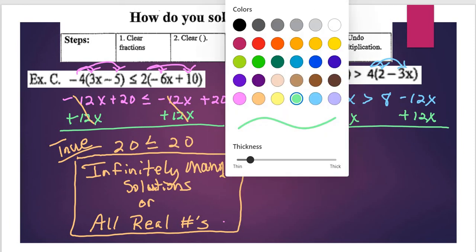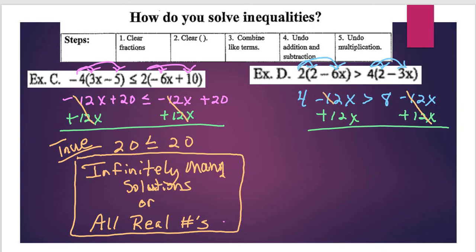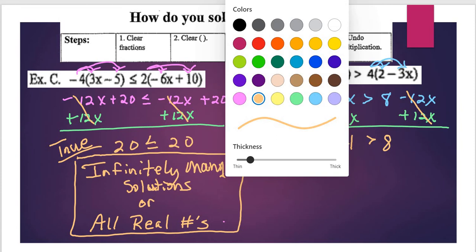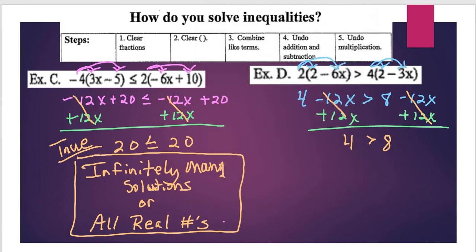This right here cancels out, and we have 4 greater than 8. Now, when I look at this, I'm thinking, okay, now I have 4. Is 4 greater than 8? No. So I'm going to put my line through it. That means that it is not equal, and this is false. So since this is false, the answer to this is no solution.